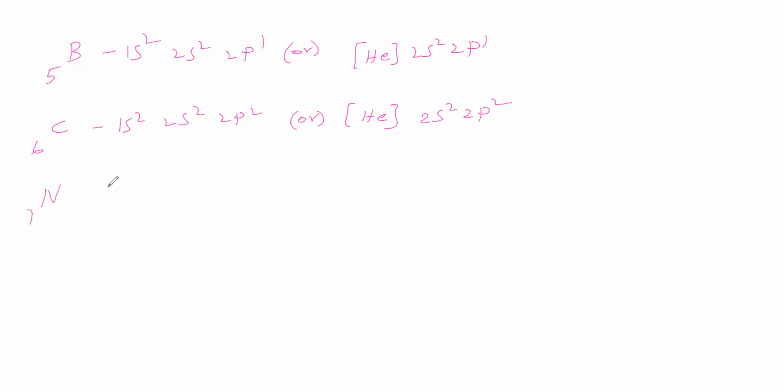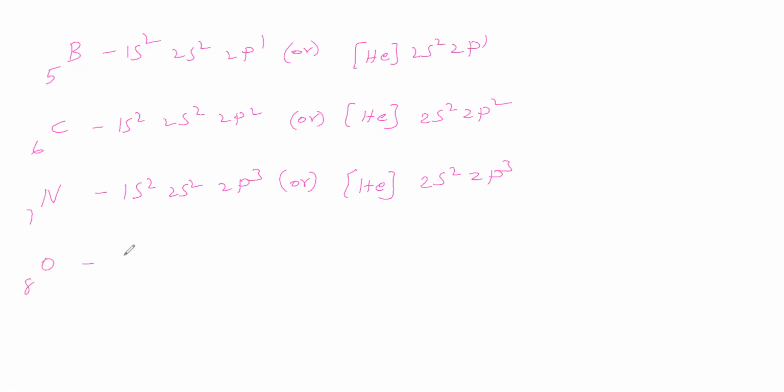Next nitrogen, atomic number 7, electronic configuration 1s2 2s2 2p3. Now we can write this one as helium 2s2 2p3. 2s2 2p3 is the valence shell. Valence shell contains 5 electrons for nitrogen.